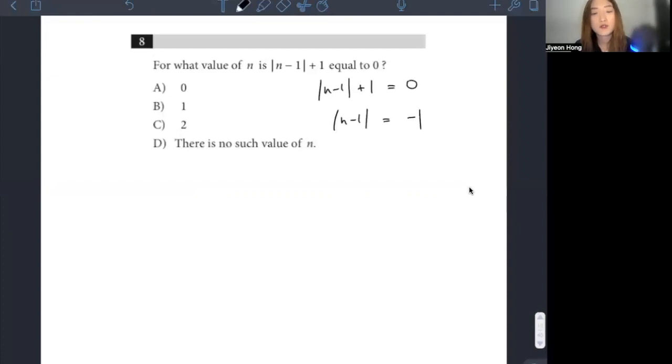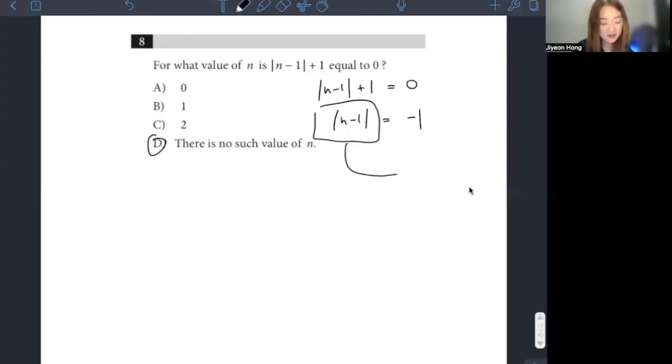What people will do is continue to solve for this and set up equations such as n minus 1 equals -1, n minus 1 equals 1. And it makes no sense, because at this point you should immediately recognize that an absolute value cannot come out as a negative value. Therefore, the answer is D. There is no such value of n. A question that I see commonly answered wrong.